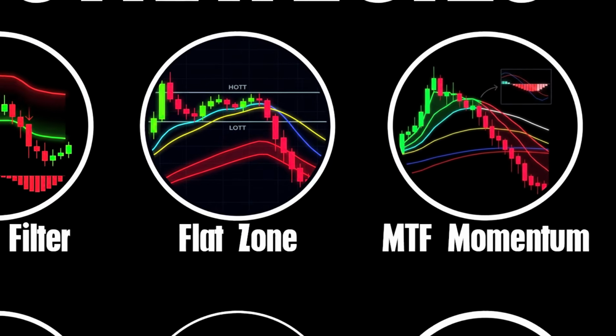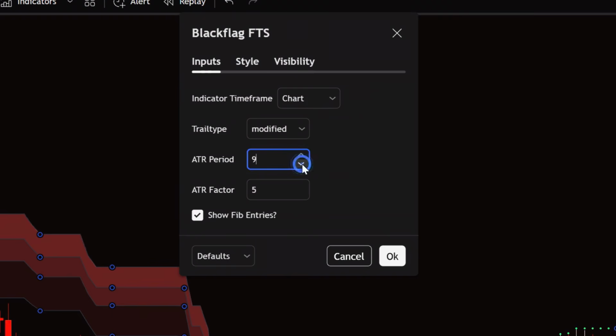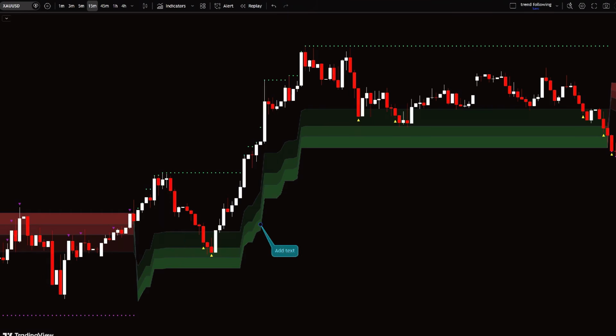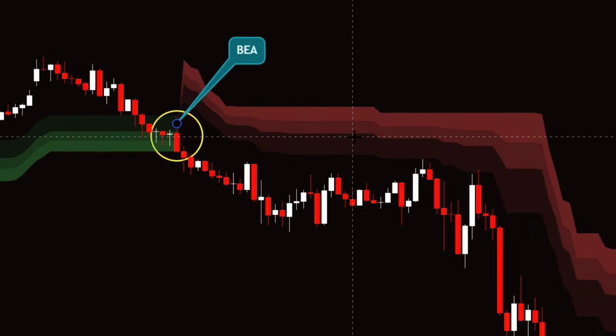Multi-time frame momentum flip strategy. A trend flip on your chart looks exciting, but it means a lot more once you check what the bigger picture is doing. The swing arm ATR trend indicator, ATR period 5, ATR factor 5, gives you a ribbon that flips green for bullish and red for bearish. So the second that ribbon flips from green to red, that's a potential sell.